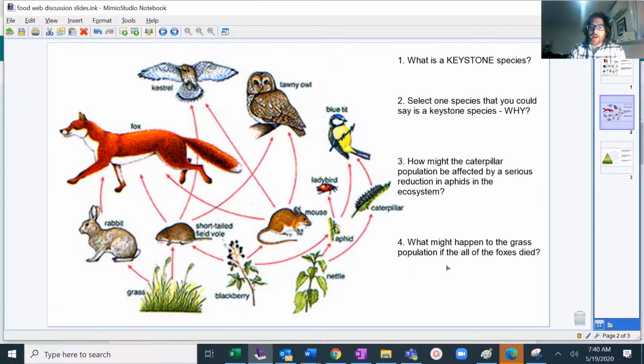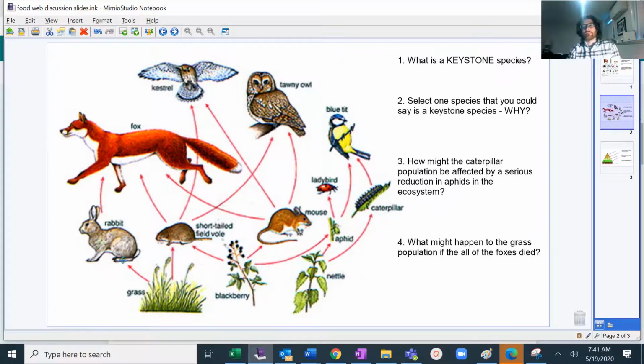what might happen to the grass population if all of the foxes die? And at first thought, you might think, well, nothing really, because the fox doesn't eat the grass. It has nothing to do with it. But a food web teaches us that everything's connected. And as you can see, if all the foxes die, the rabbit population is going to skyrocket. They will have no natural predators. And therefore, the grass is going to get overeaten because there's going to be too many rabbits, which could then affect the short-tailed field vole because it won't have enough grass to eat, and it could cause a lot of ripple effects. But just this fox being removed would have an effect on the grass, even though they're not directly linked.